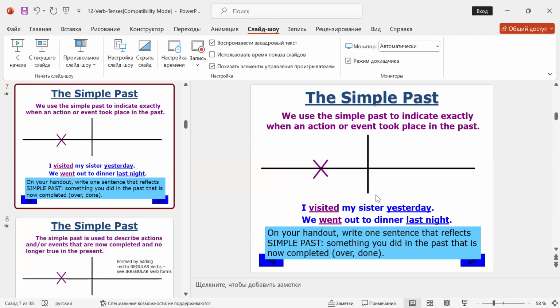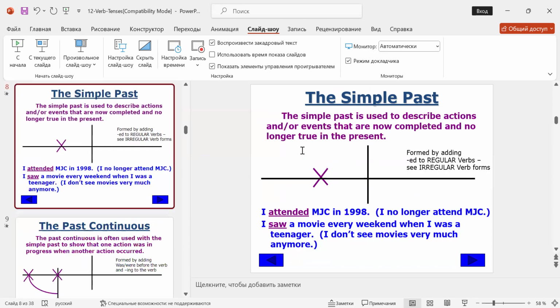This is the timeline of the simple past. We use the simple past to indicate exactly when an action or event took place in the past. I visited my sister yesterday, and we went out to dinner last night. And also, this tense is used to describe actions or events that are now completed and no longer true in the present. For example, I saw a movie every weekend when I was a teenager. I don't see movies very much anymore. It happened when I was a teenager.